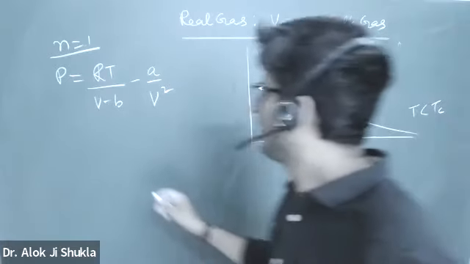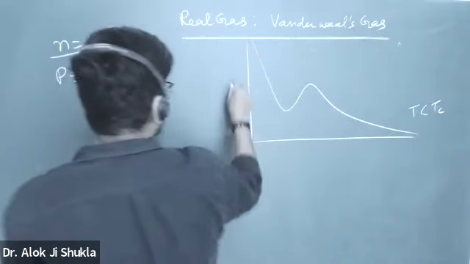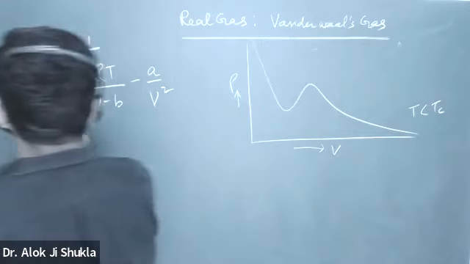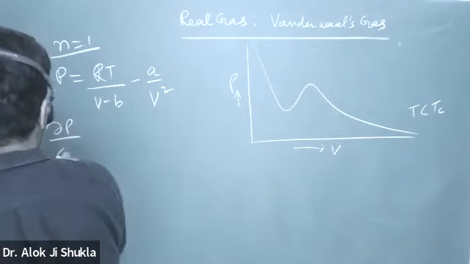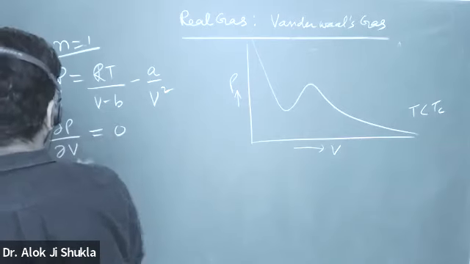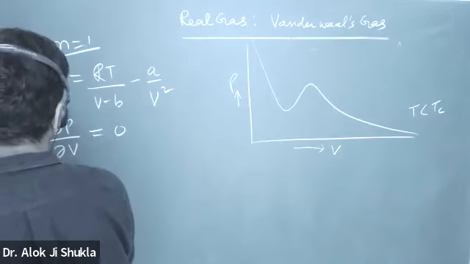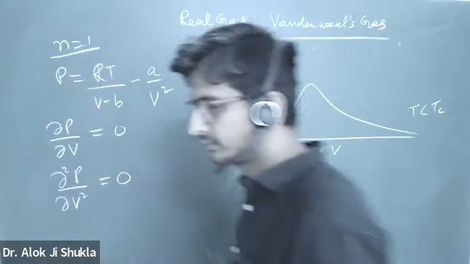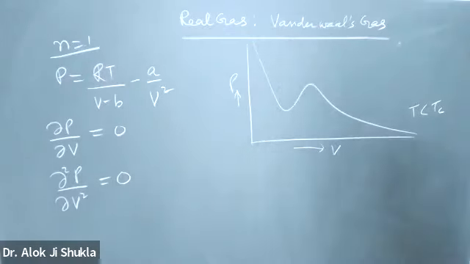So actually, this is P versus V. So actually, del P by del V is also 0. And del 2P by del V2 is also 0. You should differentiate these equations and put them equal to 0.